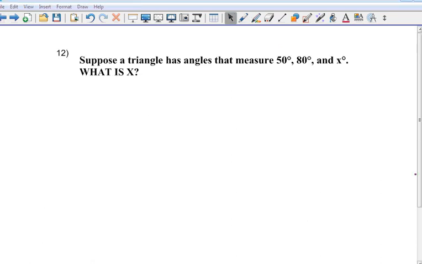All right, suppose there's a triangle that has angles that measure 50 degrees, 80 degrees, and x degrees. What is x? Your choices would be 180 degrees, 130 degrees, 50 degrees, or 210 degrees. Vote now.